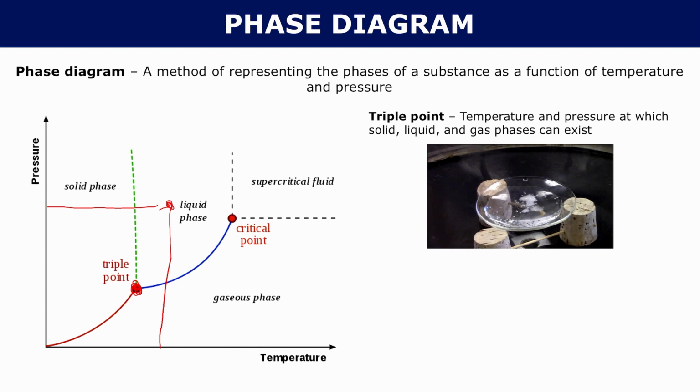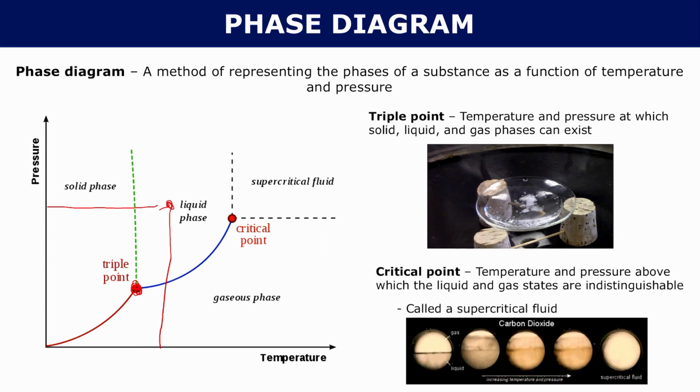And the other point that I want to go over is called the critical point. The critical point is the temperature and pressure above which the liquid and gas states are indistinguishable. And we call that a supercritical fluid if we are past the critical point. So the critical point on our graph is here, and past that point would be the range for supercritical fluid.